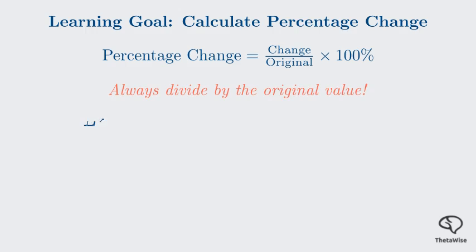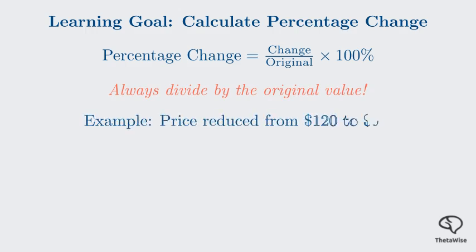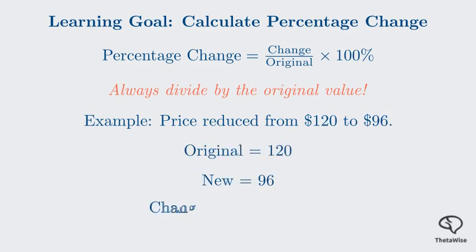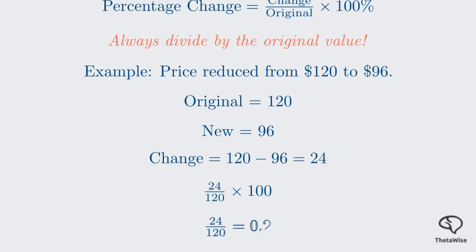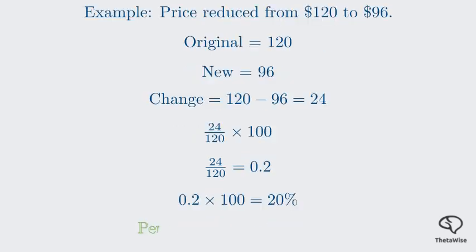A shop sells a coat. In a sale, the price is reduced from $120 to $96. Calculate the percentage decrease. First, find the actual change in price. The price dropped by $24. Now, apply the formula. We divide the change, 24, by the original price, 120. That gives us 0.2. Multiplying by 100 gives us 20%. The percentage decrease is 20%.